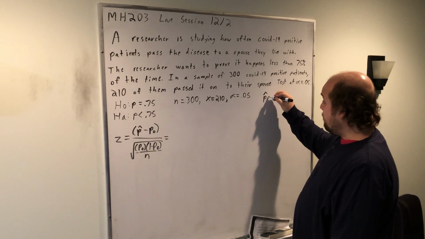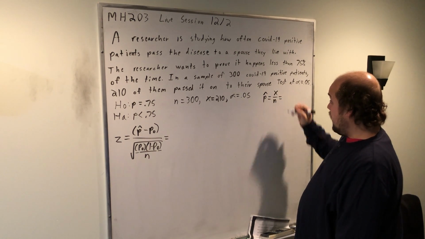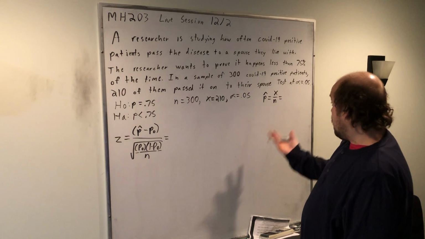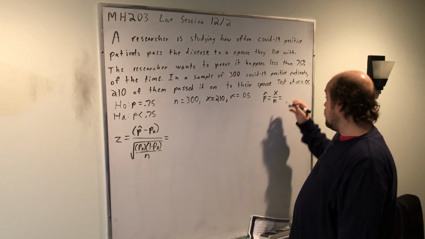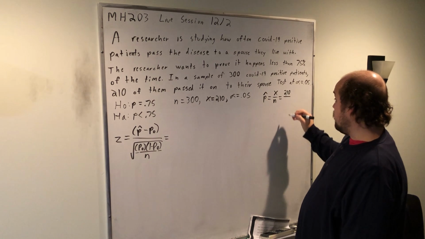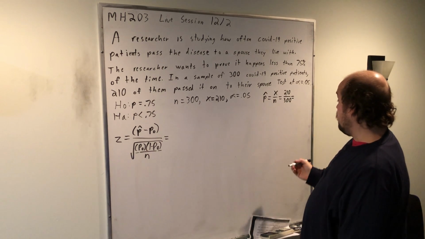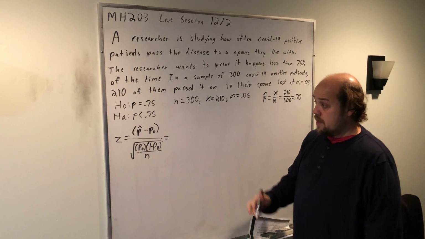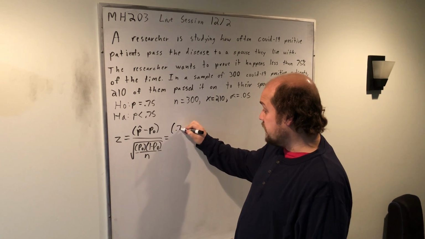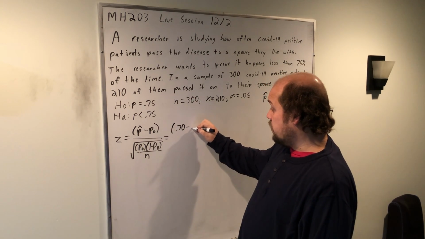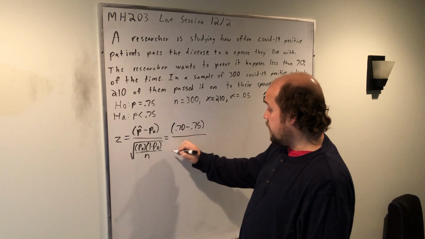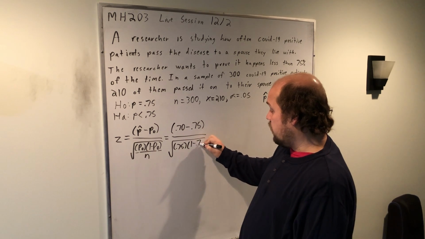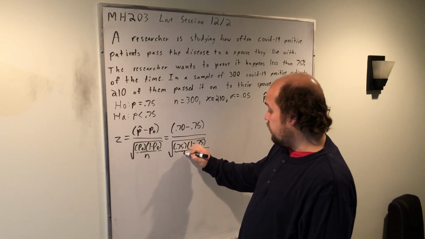p hat is based on x over n, and it stands for the sample proportion, or how many people within our study fit what we were looking for on a percentage basis or decimal basis, really. So we're going to set it up as the 210 that did pass it on to their spouse out of the 300 in the sample. When I do that division, I should get 0.7 or 0.70. Either one is mathematically the same. I can then set up my p hat 0.70 minus the p under the null 0.75, divided by the root of the p under the null 0.75 times 1 minus the p under the null 0.75, all over the n of 300.